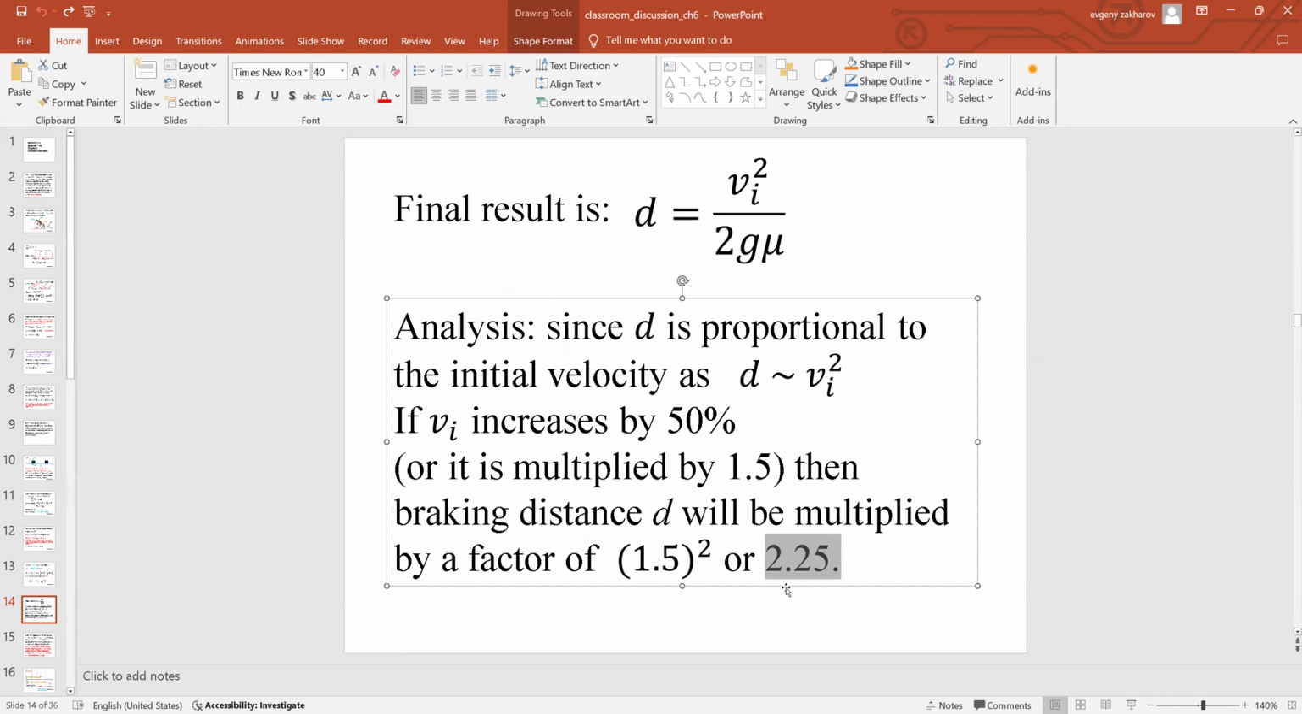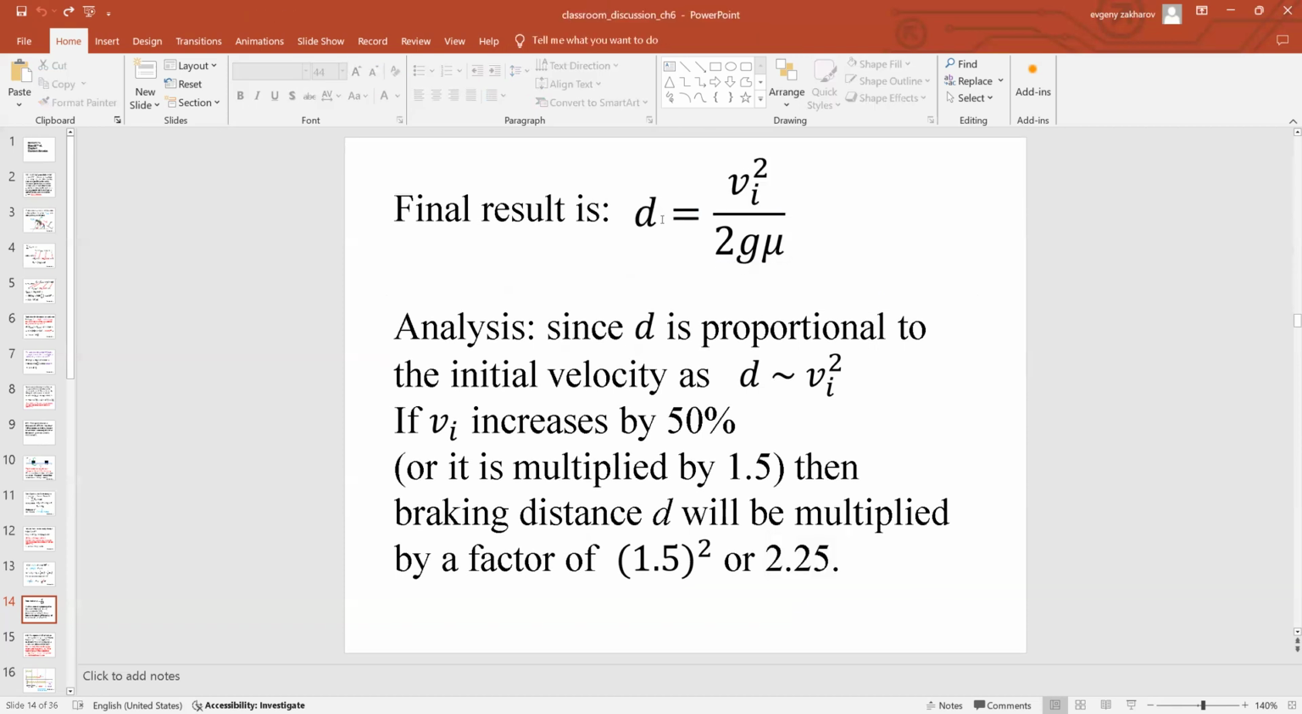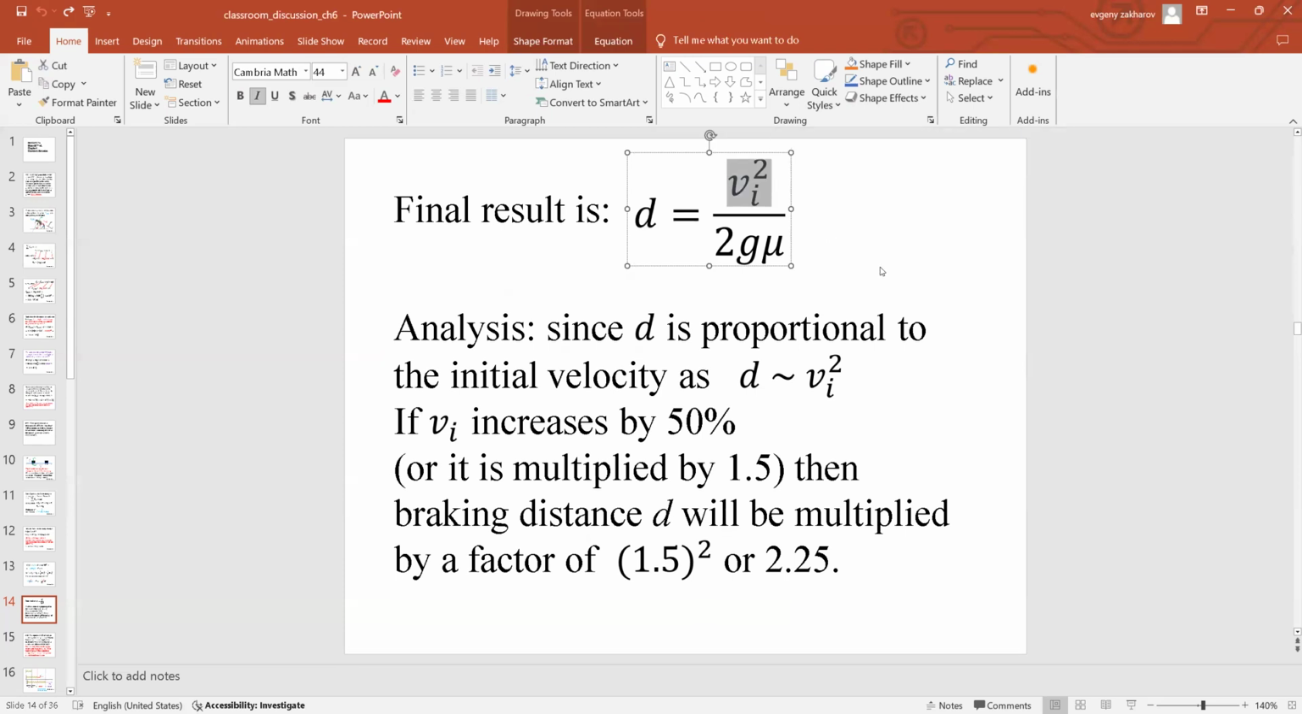If it takes, say, 100 meters for you to slow down from, say, 50 meters per second, then if you double the velocity to 100 meters per second, the distance is not going to be 100 anymore, it's going to be 225. So doubling the velocity would produce quadruple distance. This is the connection. The connection is squared. You have distance depending on the initial velocity, and its velocity squared. That's the function. And the rest is constant.